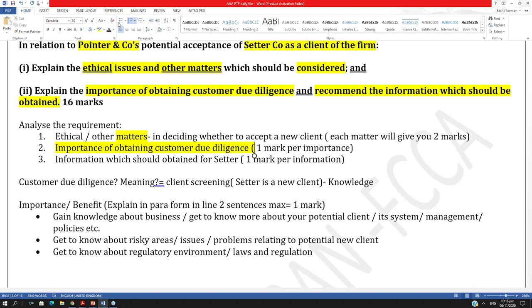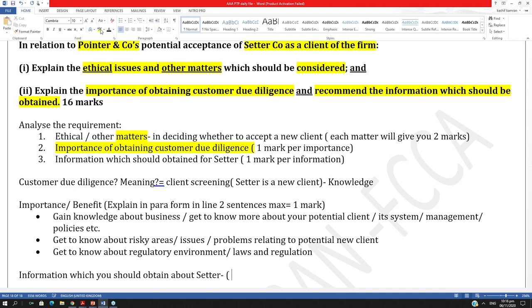Okay, now come to the third point. The examiner is asking us for the information which you should obtain, as the audit firm, about Setter.